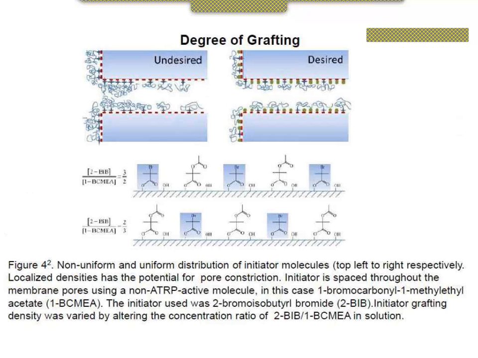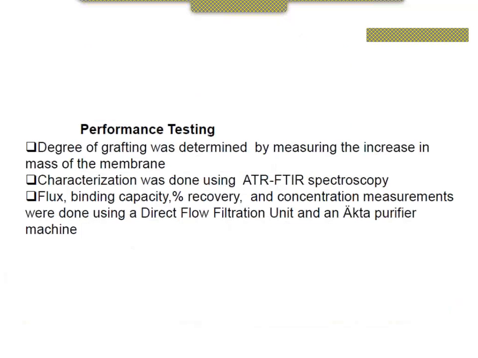And the spacer molecules, we use a non-ATRP active molecule. In this case, we use 1-bromocarbonyl 1-methylethyl acetate, which is 1-BCMA. And then our initiator is 2-bromo-isobutyl bromide. So the initiator grafting density was varied by altering the concentration ratio of 2-BIB to 1-BCMA in solution.